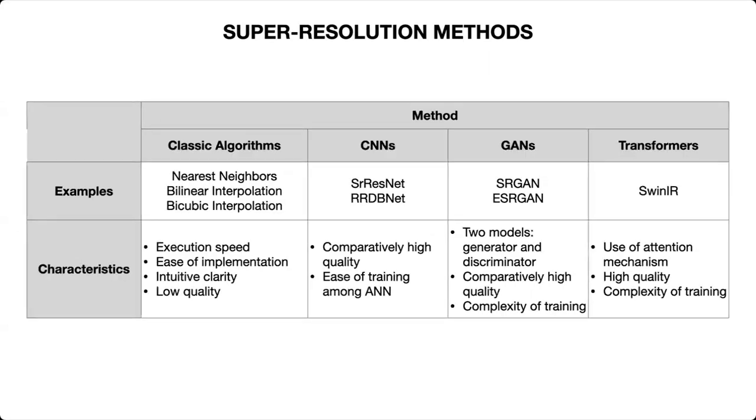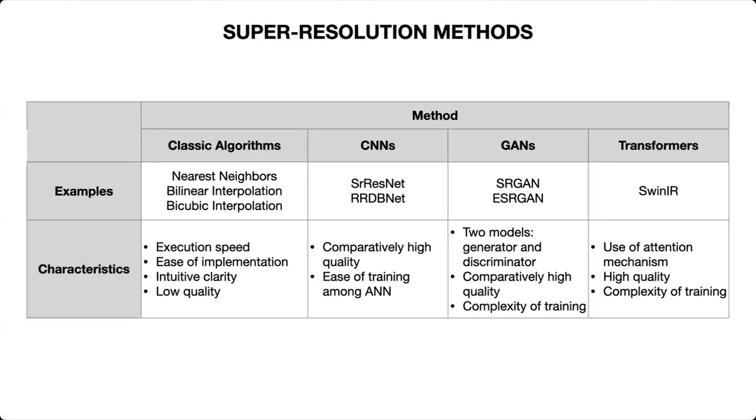Interpolation methods are the simplest among all super-resolution methods. Among them are nearest neighbor interpolation, bilinear interpolation, and bicubic interpolation. These methods are the fastest of all. Despite their ease of implementation and clarity, the main disadvantage of the interpolation methods is the quality of the output image.